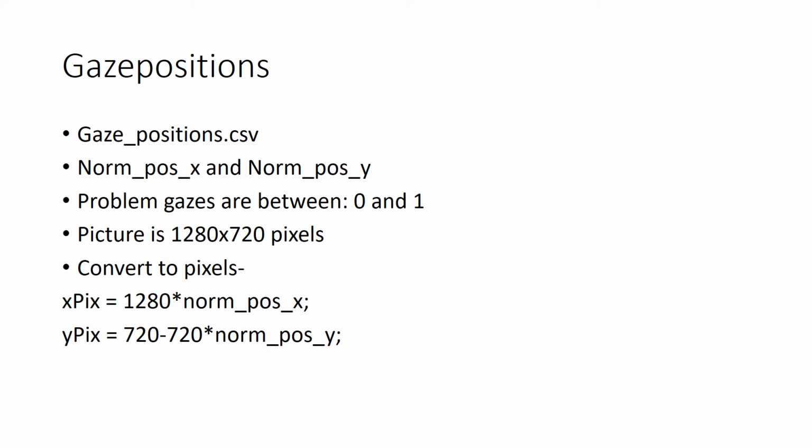The picture was 1280 times 720 pixels, so to put the gazes in the desired location, I used x as the gaze of 1280 times normpos_x and y as 720 minus 720 times normpos_y. The reason that y is 720 minus 720 times normpos_y is because in the image the lowest y starts at the top instead of the bottom, and the normpos_y represents it as if it were to start from the bottom.